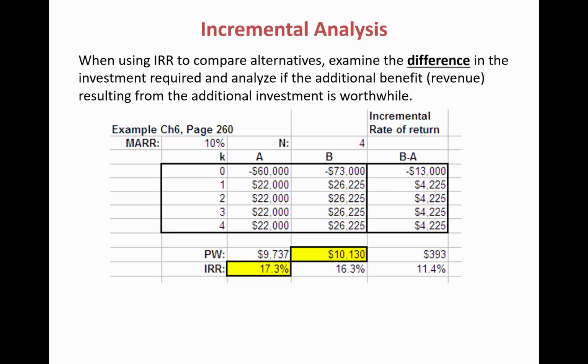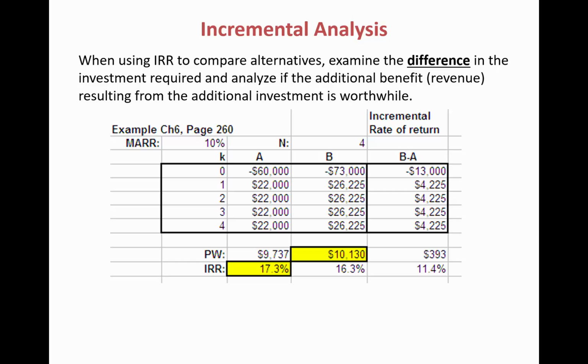The 13,000 extra yields a return of 11.4%. And so the decision criteria is if the rate of return on the difference exceeds the MAR, then you should choose the more expensive alternative. And you should maybe write that down.